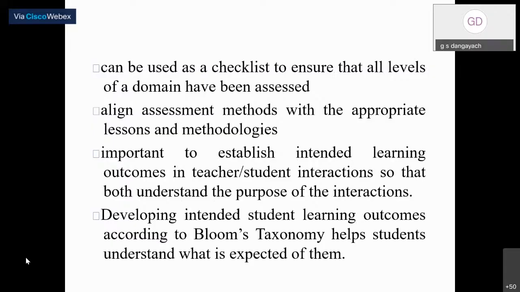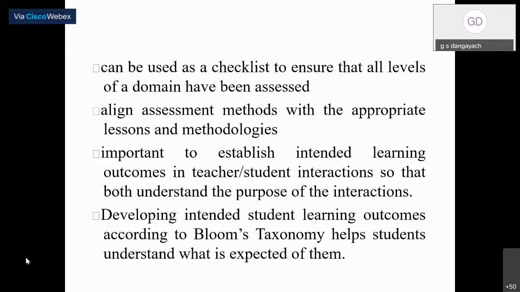See, the objective is that a good question paper is one which has some questions of each level. Maybe you divide 30% or 40% as the knowledge and understanding level, and maybe the remaining 70% at a higher level, and you can decide. Developing and aligning assessment methods with the appropriate lessons and methodologies is important. It is important to establish intended learning outcomes in teacher and student interaction so that both understand the purpose of the interactions.